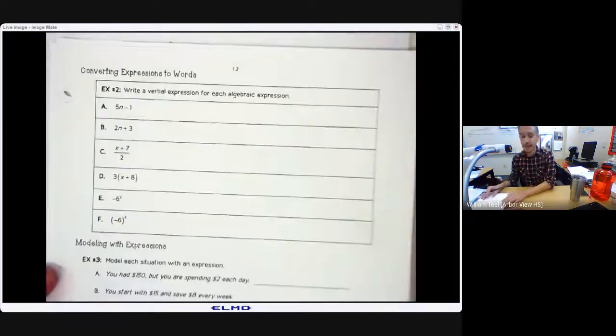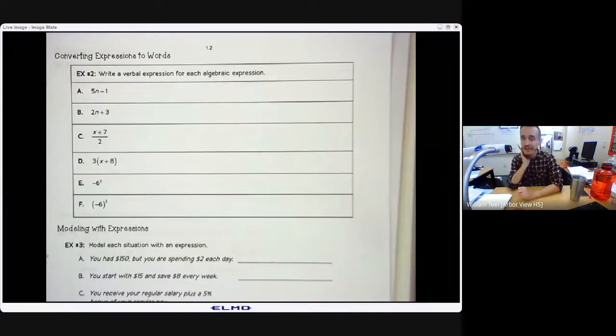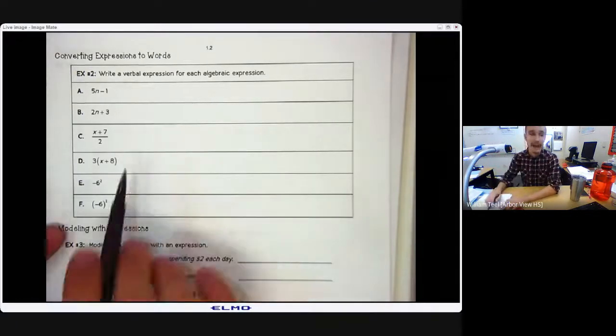All right, moving on to the next page, we are going to look at example 2. So now we're going to do the reverse of what we did before, right? A verbal expression for each algebraic expression. If we are looking at 5n minus 1, we want to try to figure out how to express that by words. So one of the ways you could say this, and there's a couple of different ways you could, but I'm going to go ahead and write down the way I would say this.